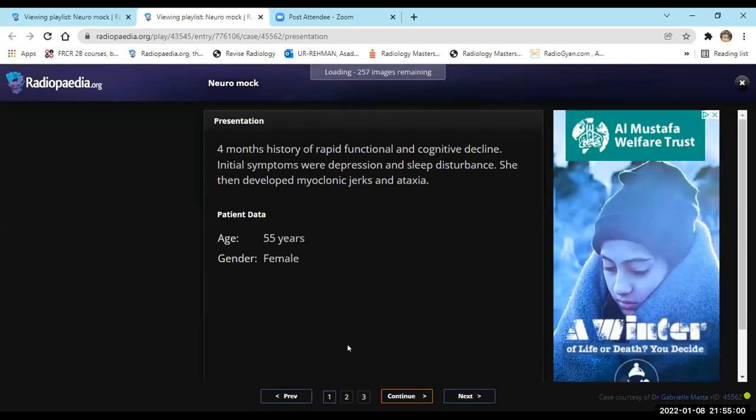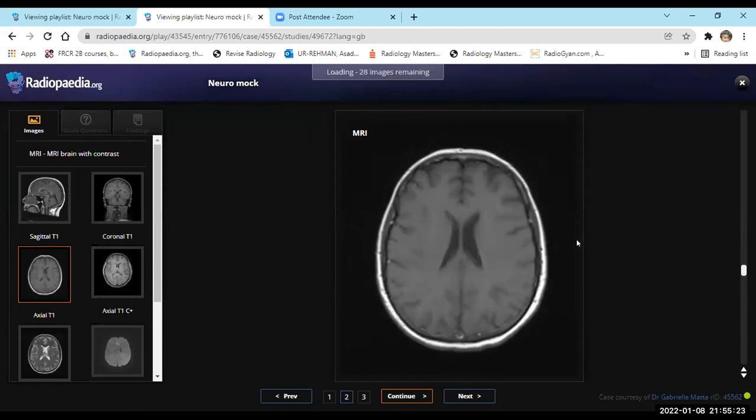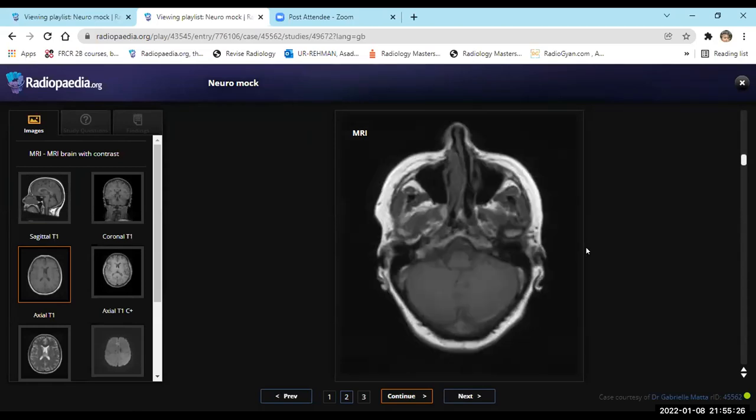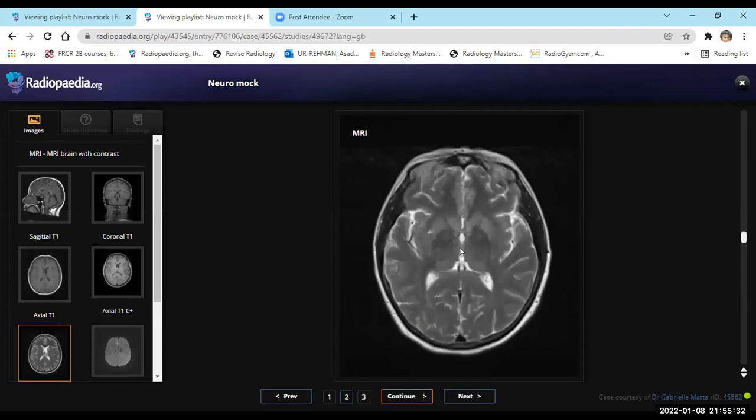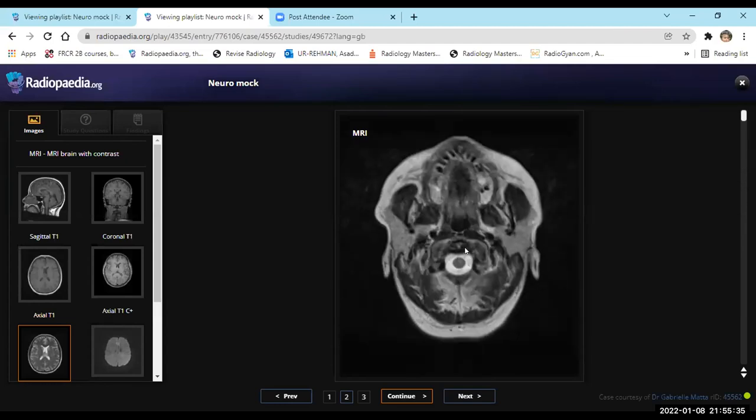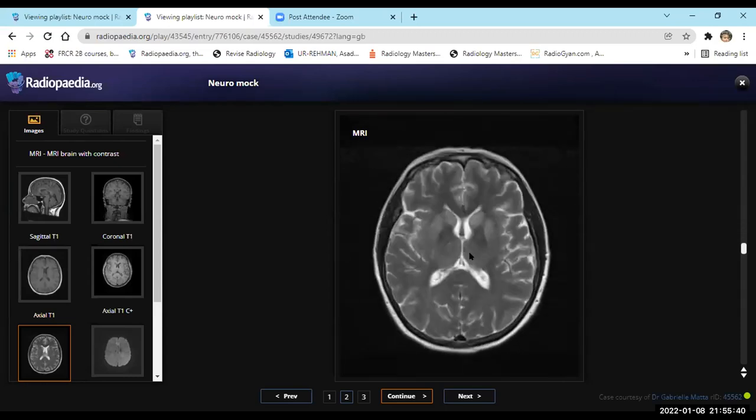This is a 55 year old female with a 4 month history of rapid functional and cognitive decline. Initial symptoms were depression and sleep disturbance. She then developed myoclonic jerks and ataxia. This is axial T1 weighted images, MRI. With axial T2 weighted, I go through the images.